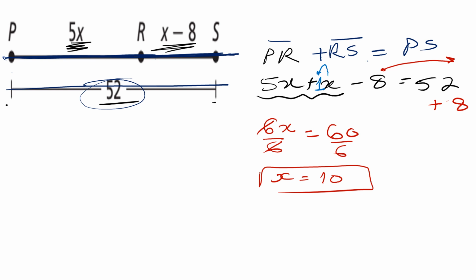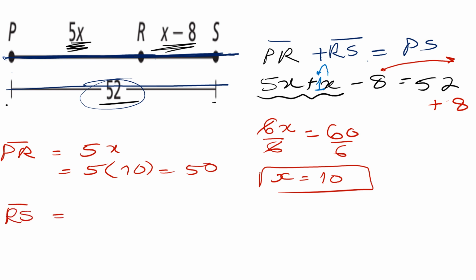If they ask you to find the PR, then it is equal to 5x. Replace x by the 10 and you will get 50. Similarly, if you want to find out the RS, it is x minus 8. Replace x by 10. 10 minus 8 will give us 2. And look at this. If this is 50 and this is 2, so the total is 52.